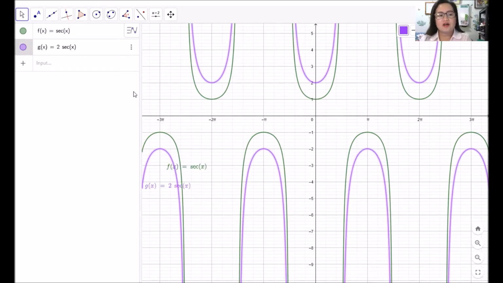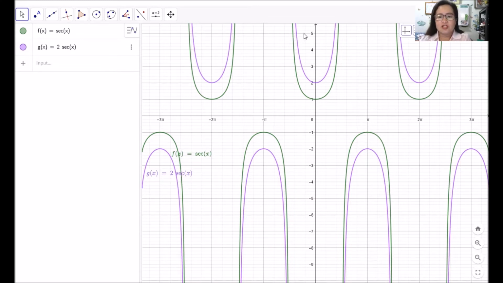Now let us discuss the different effects of changing the variables a, b, c, and d. Let's start by changing the value of the variable a. So from secant x, this time we will have g of x equals 2 secant x. You can see on the screen the graph of the given functions. For the green curve, we have f of x equals secant x. Now for the purple curve, we have g of x equals 2 secant x.